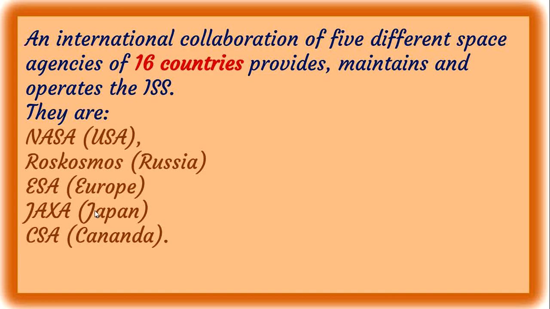The next country is CSA, Canada. That is Canadian Space Agency. CSA means Canadian Space Agency. It is the National Space Agency of Canada and it was established in 1990 by the Canadian Space Agency Act. When was it established? 1990 by the Canadian Space Agency Act. The agency is responsible to the Minister of Innovation, Science and Economic Development.